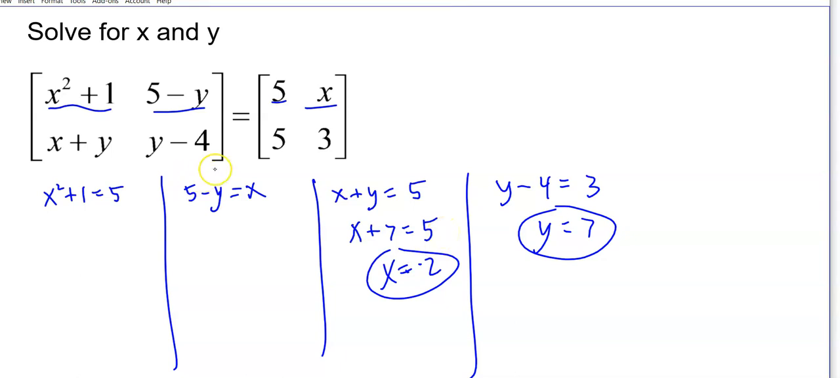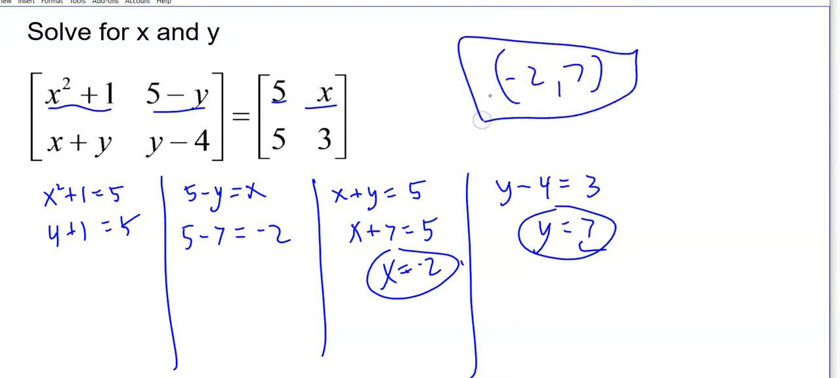Let's just check. It has to work in all the equations to be a solution. If I plug in y, which is 7, 5 minus 7 equals negative 2, which works. That equals negative 2. If I square this, I get 4 plus 1 equals 5. So I do have my answer. Negative 2 comma 7 is my answer for this one.